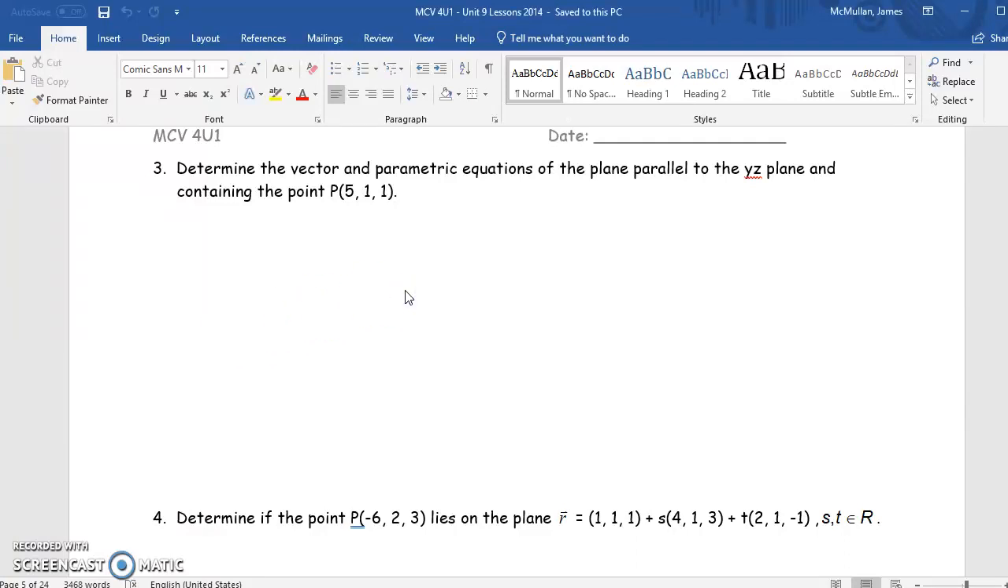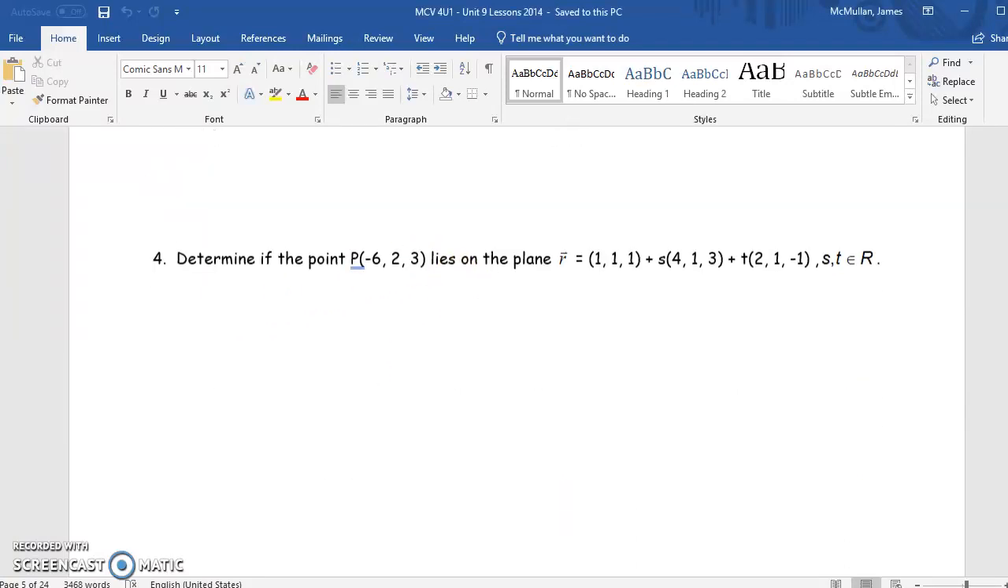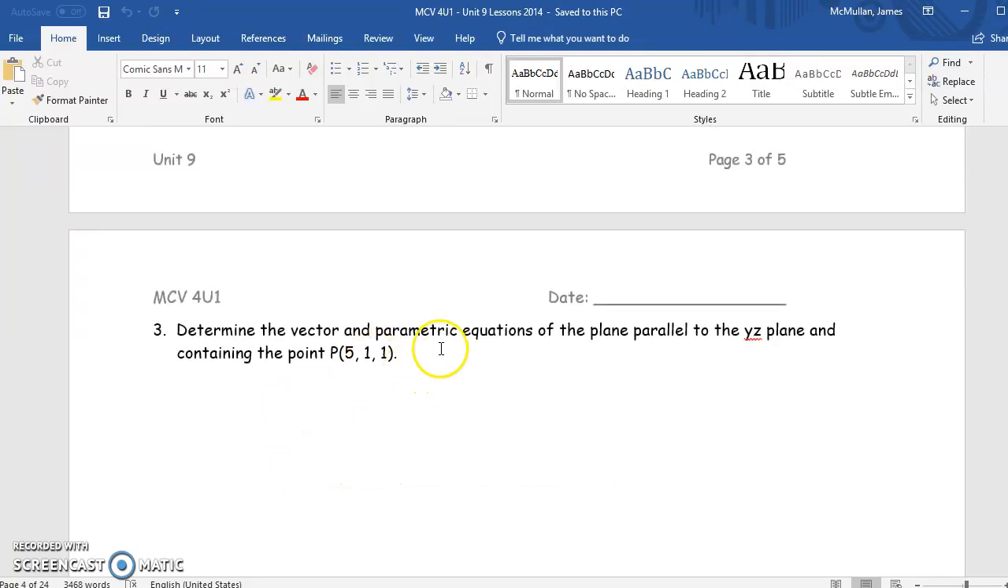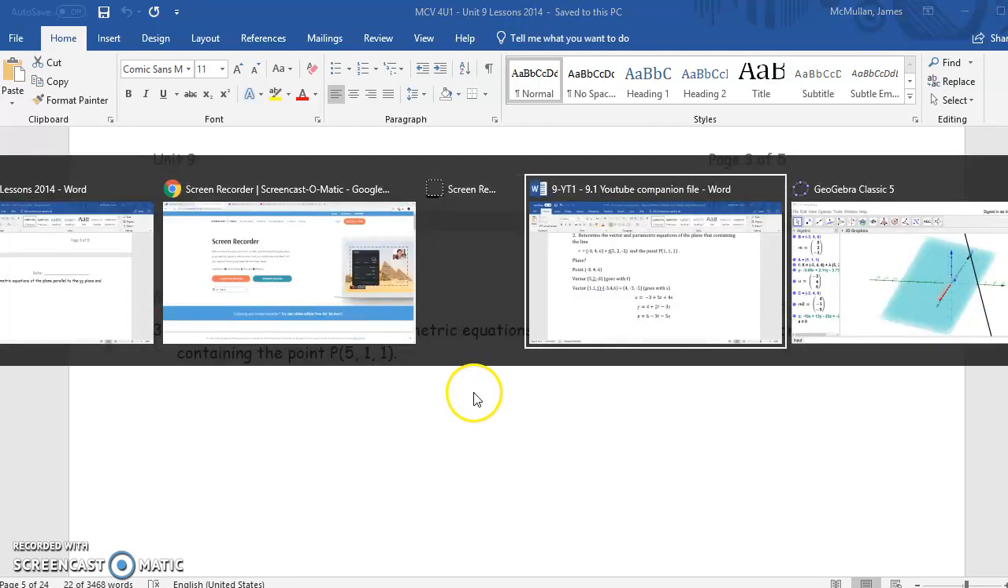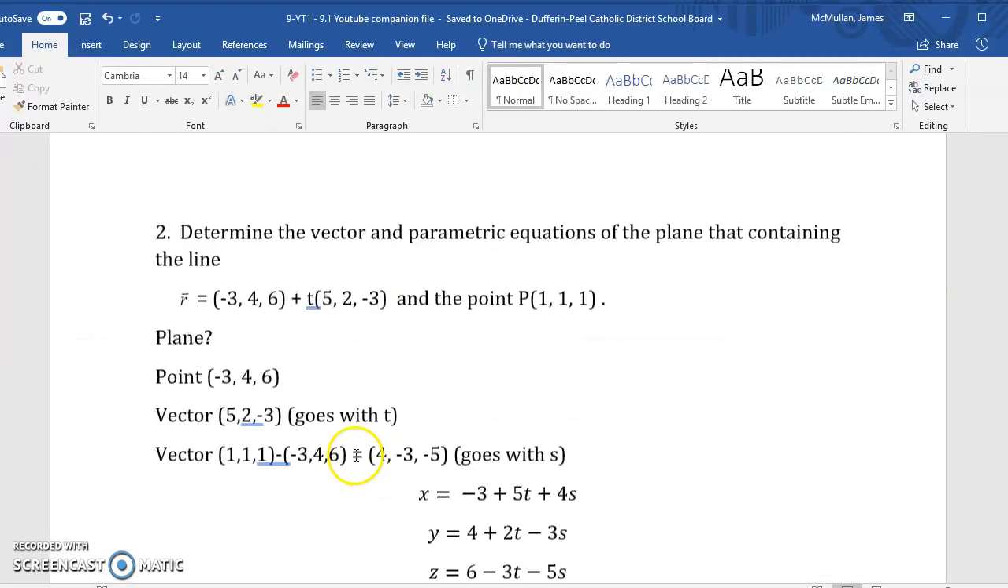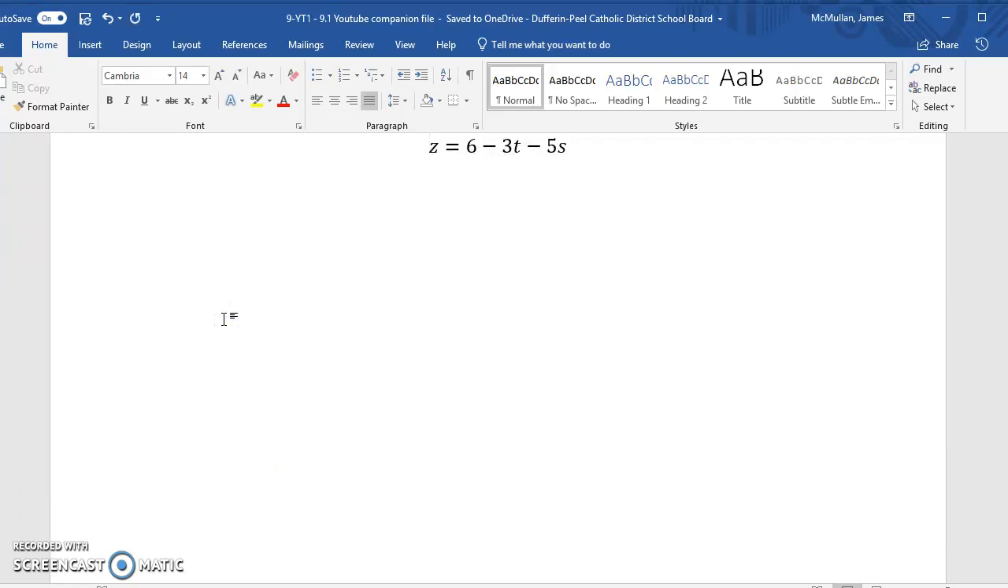So the last part here will just be dealing with these three questions on the last page. The first one says: determine the vector and parametric equations of the plane parallel to the YZ plane and containing the point P(5, 1, 1). Now this we have to go back a little bit and think about our planes for a second.